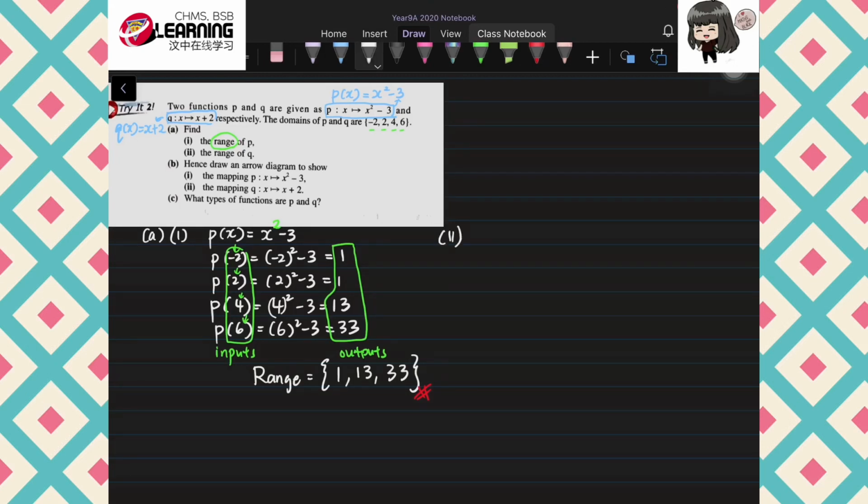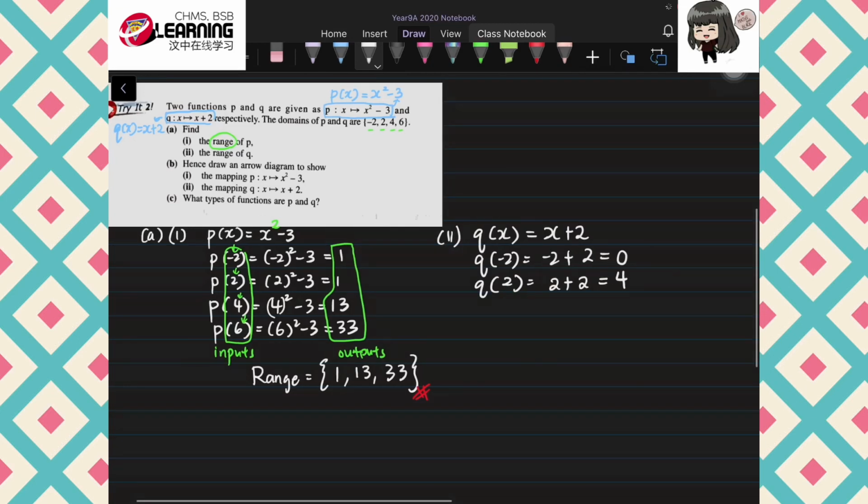Okay, part 2. The range of Q. So your Q function is x plus 2, alright? So your domain is -2, 2, 4, and 6 as well. It's the same thing. So you sub in when it's -2, it will give you 0. And if you sub in 2, it will give you 4. And if you sub in 4 into the expression, 4 plus 2, your output will be 6.